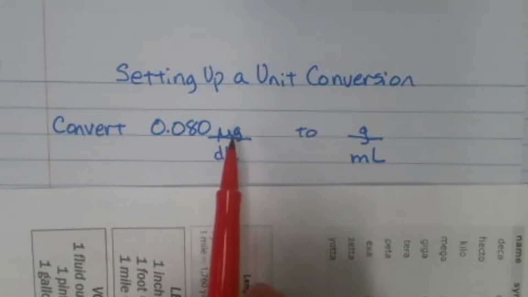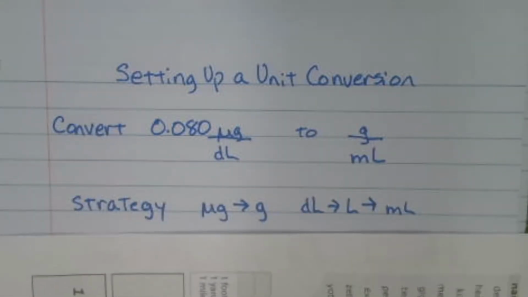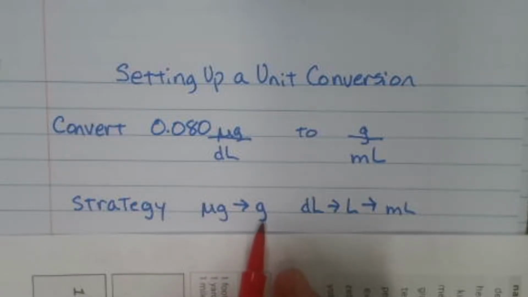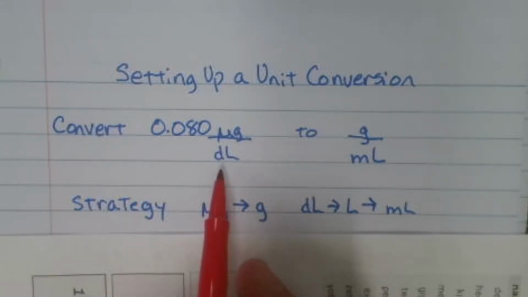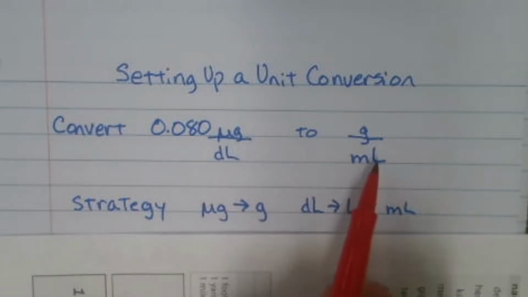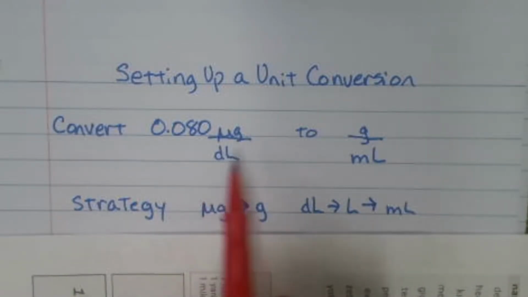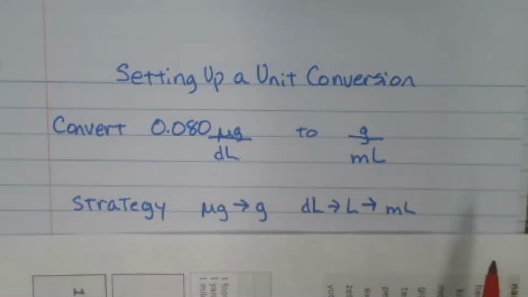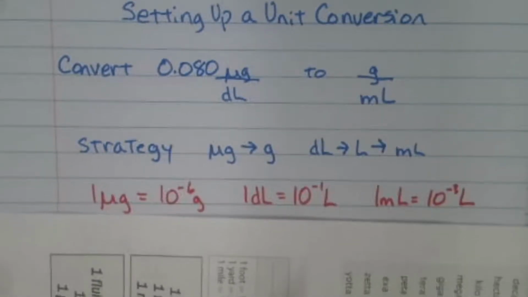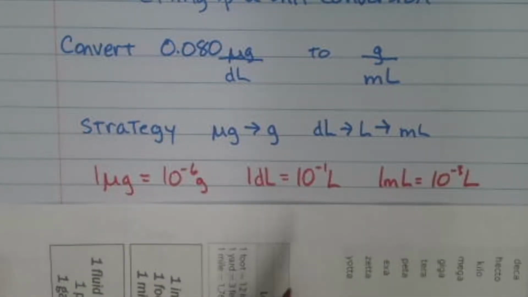So the strategy, we need to convert from micrograms to grams. And since grams is a base unit, we just need one conversion factor to convert from micrograms to grams. The other unit that we're converting is deciliters, and we're converting from deciliters to milliliters. And neither one of these are base units, so we have to do two conversions. We have to go from deciliters to liters, and then from liters to milliliters. And so we need to identify our conversion factors. So here are the conversion factors.